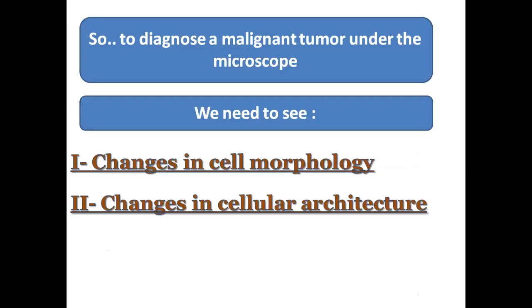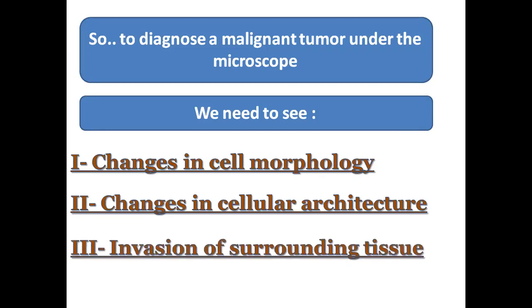So, to diagnose a malignant tumor under the microscope, we need to see changes in cell morphology, we need to see changes in cellular architecture, and we need to see invasion of the surrounding tissue. If there is a distant spread, or the malignant tumor is capable of sending distant spread, it is called a malignant tumor, malignant in behavior. While if the tumor cannot send distant spread, in most cases it is called locally malignant or locally aggressive.